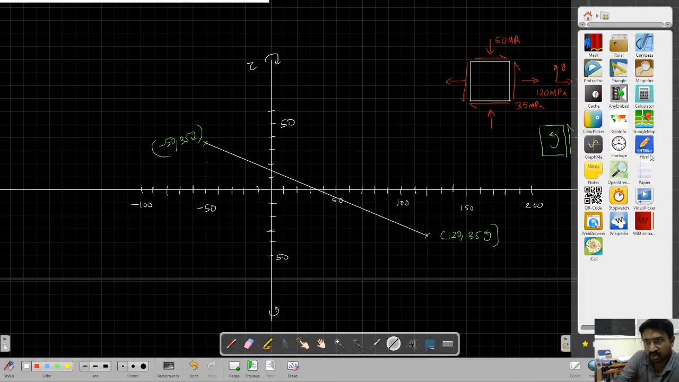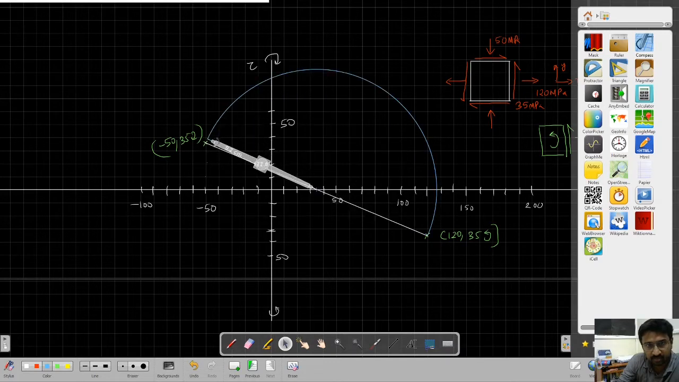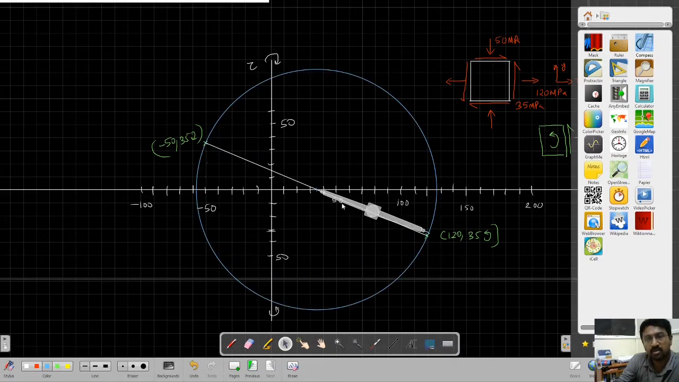What I will do, I will take a compass. I'll keep the compass exactly at the center. Try to keep it exactly at the center. Then I will take the radius, this. Okay, I'll draw the circle. So let me draw the circle. Okay. So this is my circle. This circle is my Mohr circle.